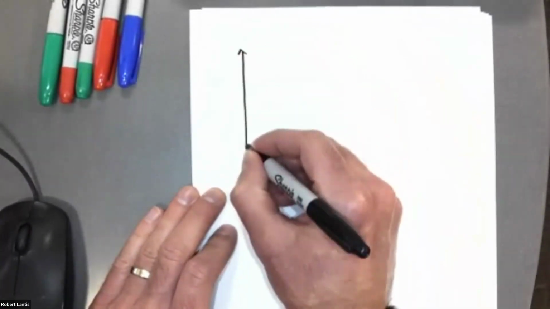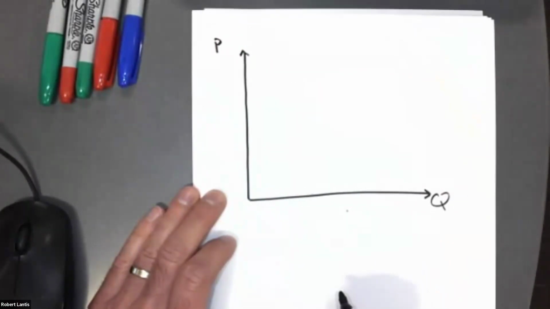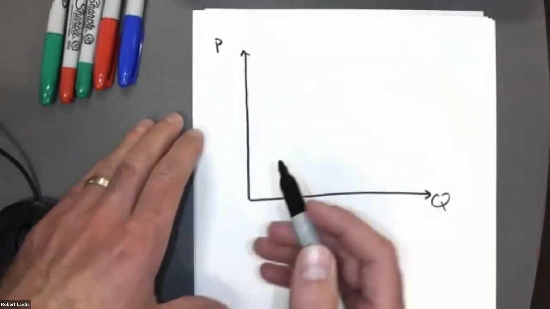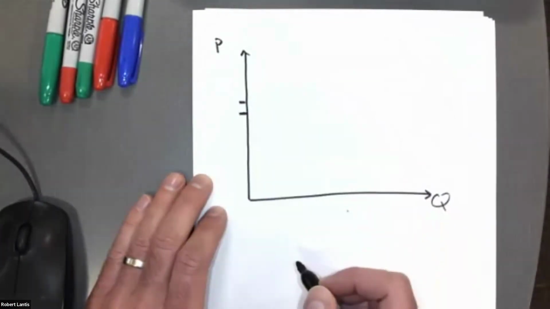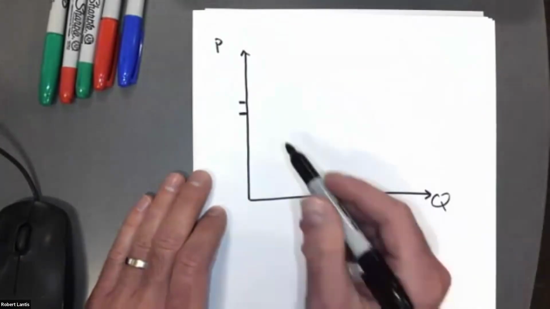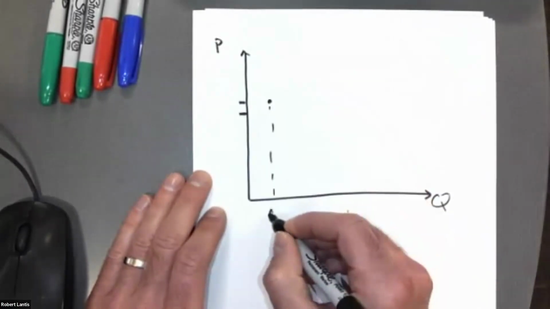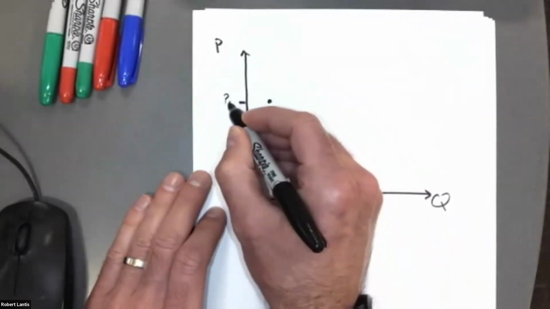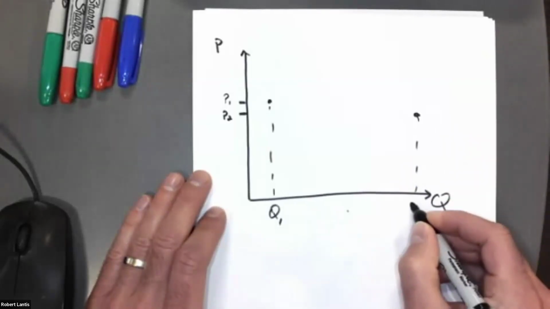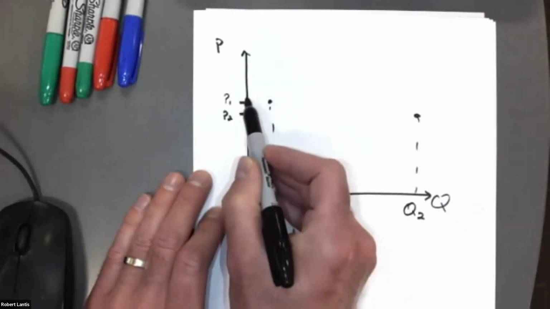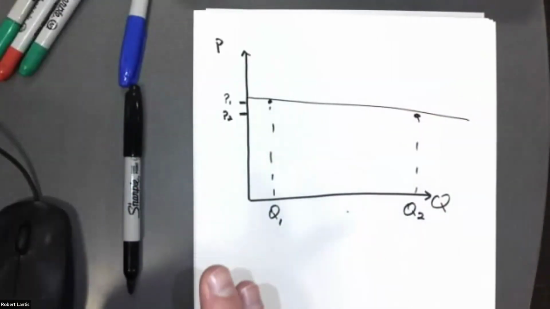So instead, I would think about something that's really close to perfectly elastic. Something very elastic or responsive would mean I could see a really small change in the price and people are going to buy a lot more. So maybe initially they're buying this much. When I lower the price a little bit, they respond by buying a lot more of this good, a large percentage change. What would that look like? A pretty flat slope. So that would be something that's very elastic.